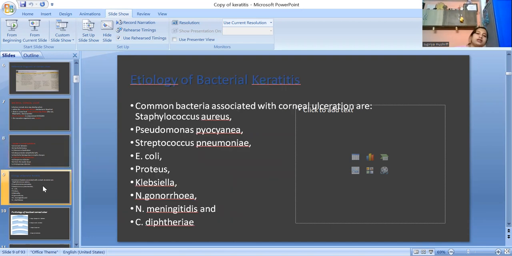Now the etiology of bacterial keratitis. The most common bacteria associated with corneal ulceration are Staphylococcus aureus, Pseudomonas pyocyanea, Streptococcus pneumoniae, E. coli, Proteus, Klebsiella, gonococcus, meningococcus, and diphtheria.